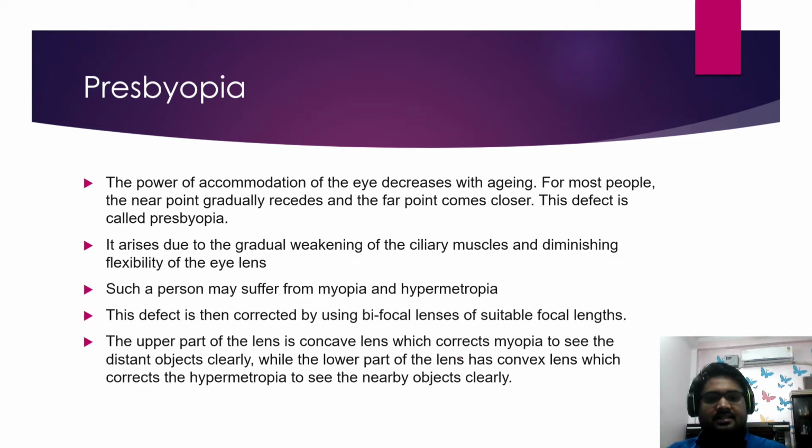To correct this defect of vision, we use bifocal lenses of suitable power, in which the upper part of the lens contains a concave lens, which corrects myopia to see the distant object clearly, while the lower part contains a convex lens, which corrects hypermetropia to see the nearby object clearly. So in this way, we can correct presbyopia.